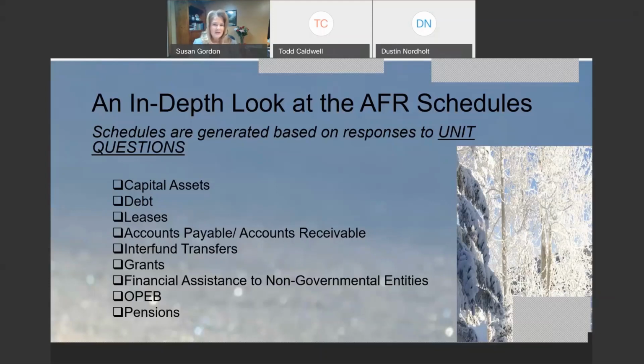And vice versa, if you think that you should be completing a schedule that is not showing up on the AFR, go back and take a look at your unit questions and see how you answered that question. Each schedule has its own question.